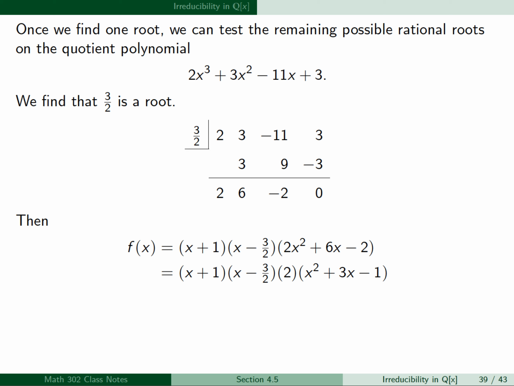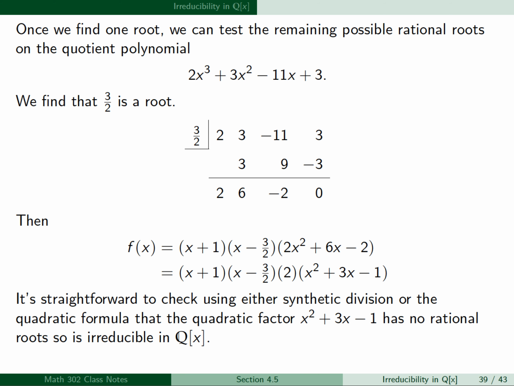Factoring a 2 out of that third factor, we obtain x plus 1, x minus 3/2 times 2 times x squared plus 3x minus 1. It's straightforward now to check, using either synthetic division again or the quadratic formula, that the quadratic factor x squared plus 3x minus 1 has no rational roots, so is irreducible in Q[x]. So we've factored f of x completely in Q[x].